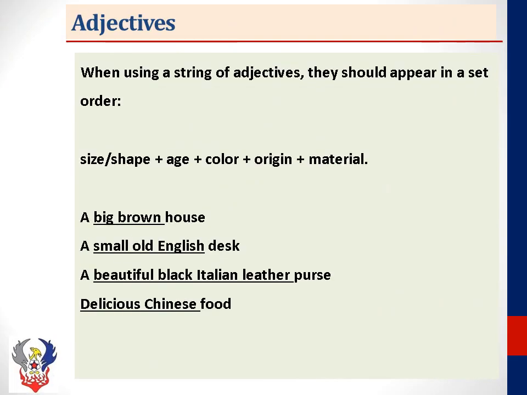When using a string of adjectives, they should appear in a set order: size/shape, plus age, plus color, plus origin, plus material. A big brown house. A small old English desk. A beautiful black Italian leather purse. Delicious Chinese food.